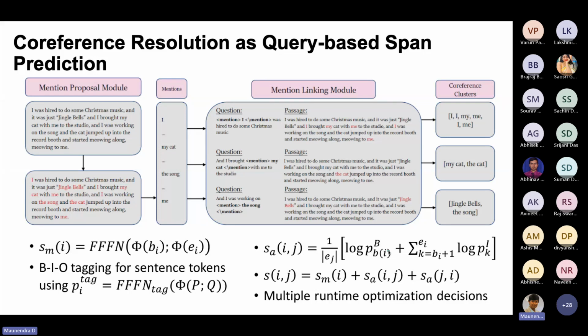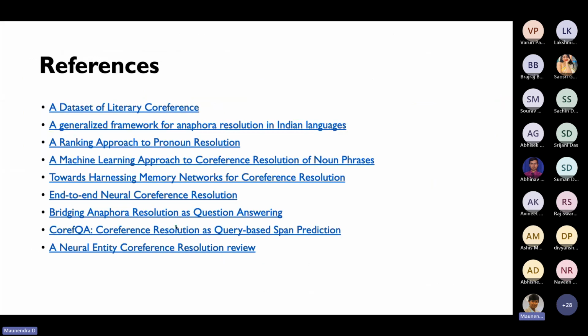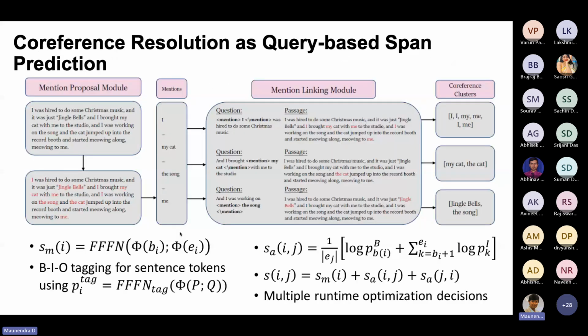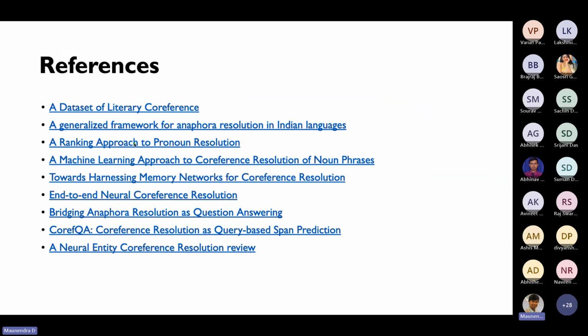This one is coreference resolution as query-based span prediction. Yeah, so this is the paper, the hyperlink is there. And for the previous one, coreference resolution using memory network, that also will be there. I think it is this one. So that is on coreference resolution. And then there are newer algorithms which are coming. You can use different kinds of architecture frameworks for solving this and so on.